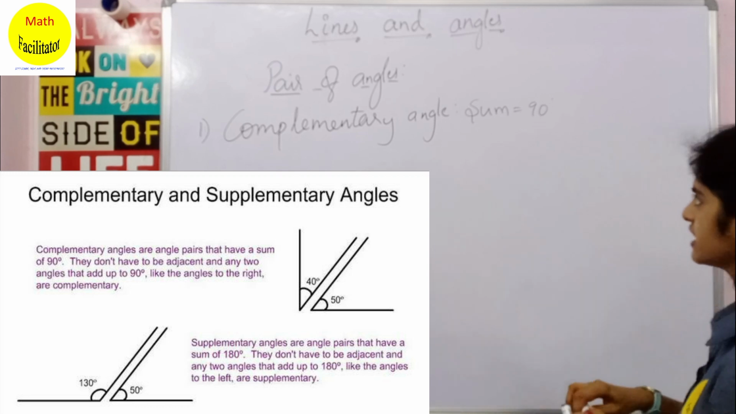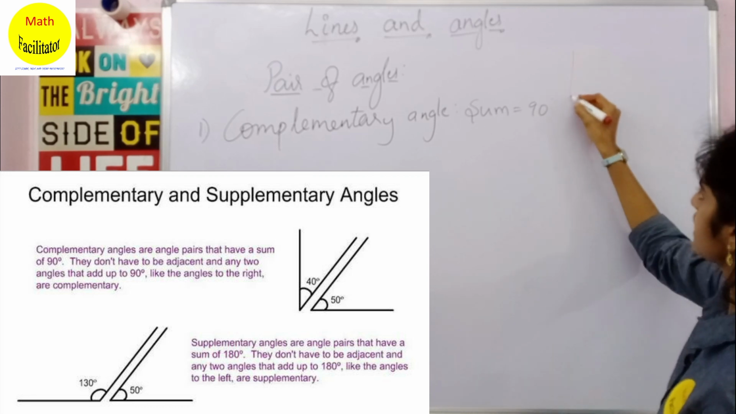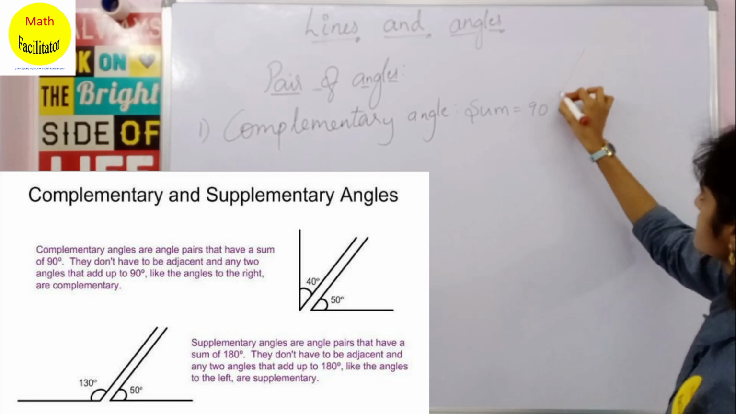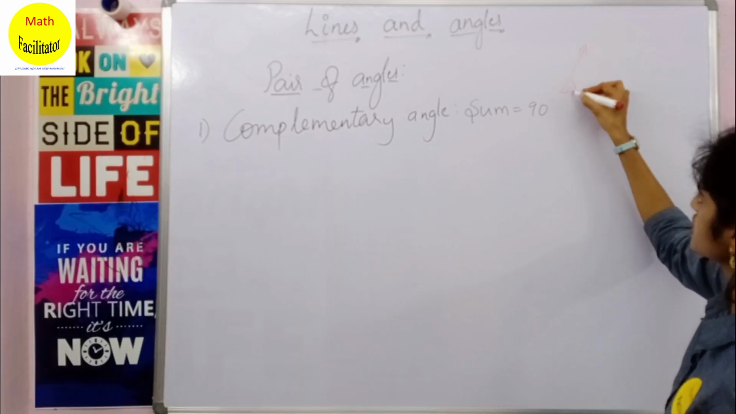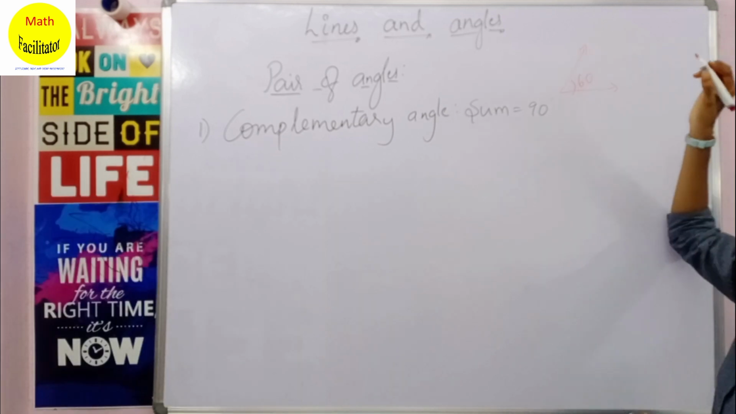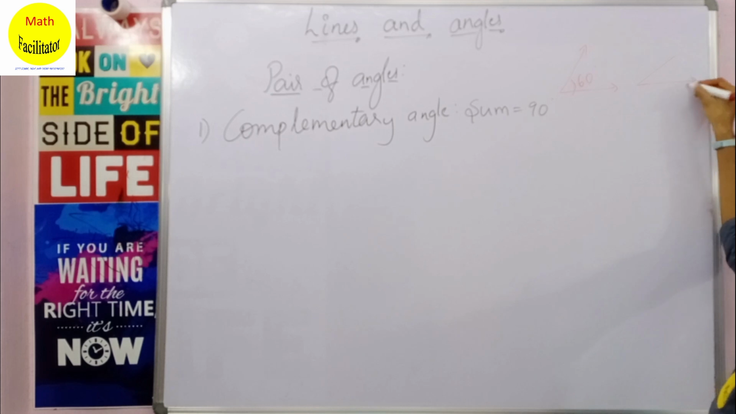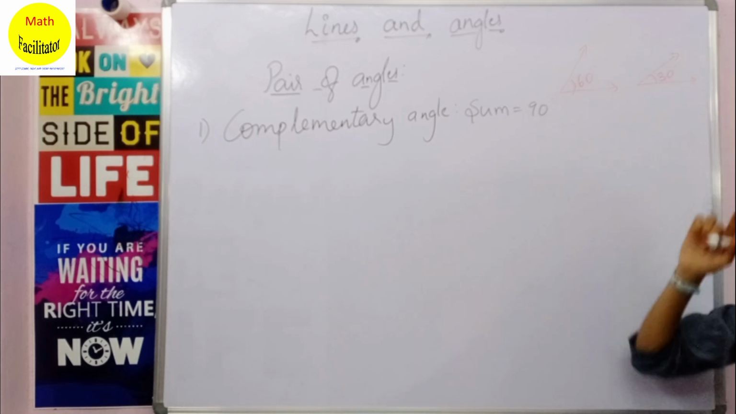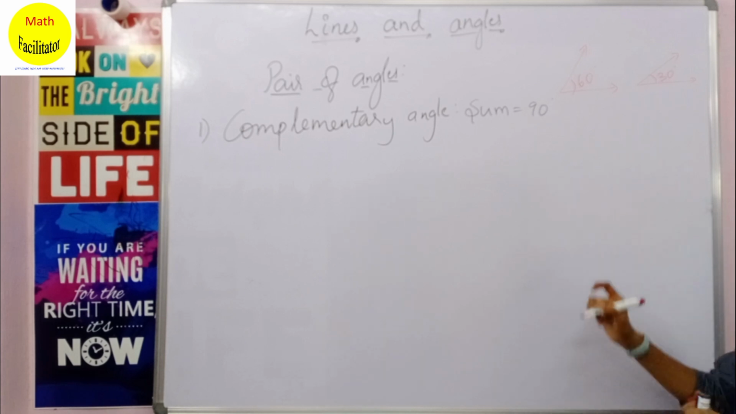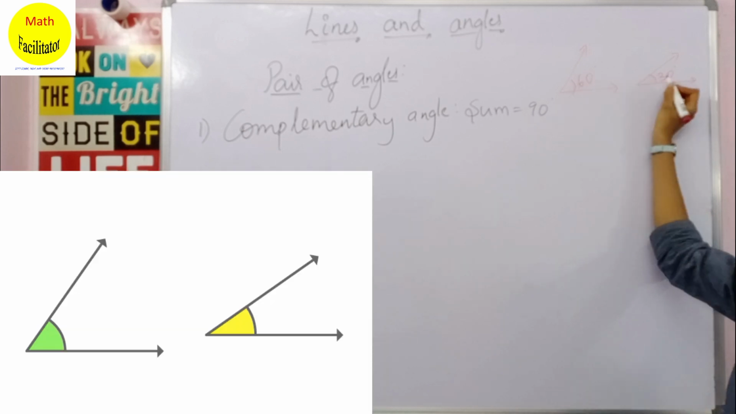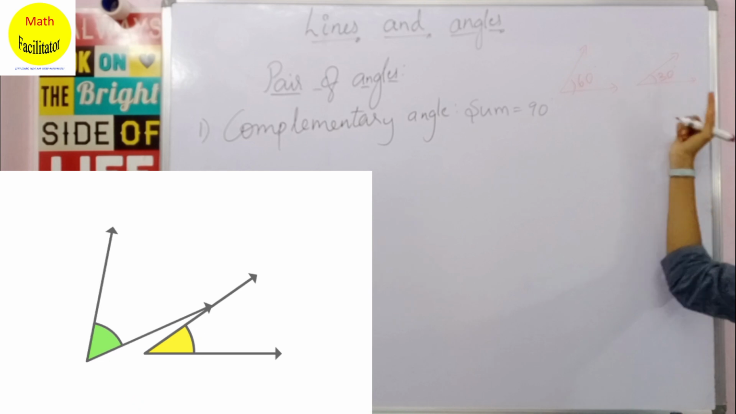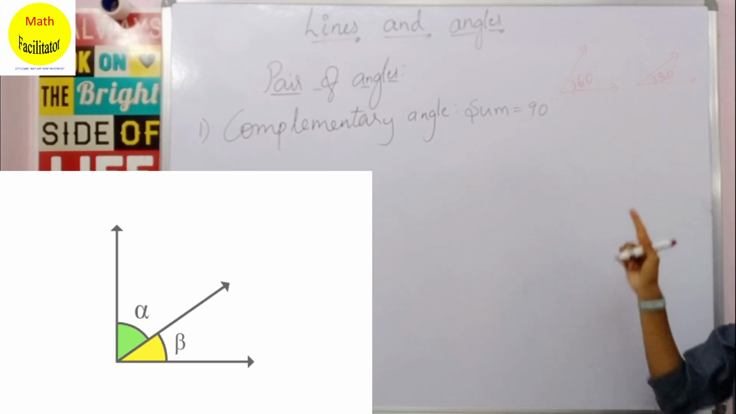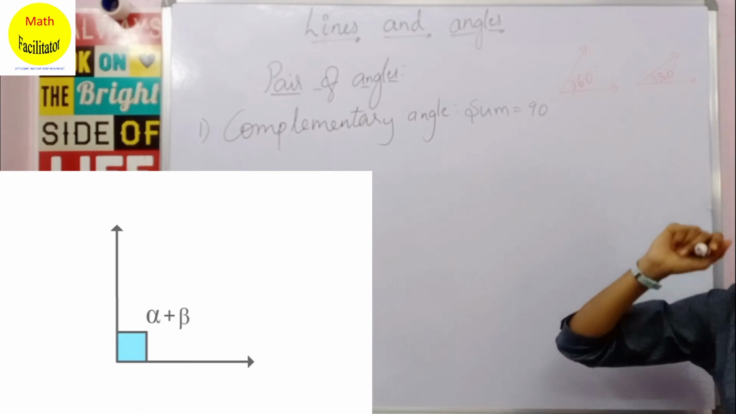Clear? So for example, suppose this is one angle which is 60 degrees, and this is another angle which is 30 degrees. Now these two angles are called complementary angles. Why? Because you can see the sum of these two angles is 60 plus 30, which is 90. So these two angles form complementary angles.